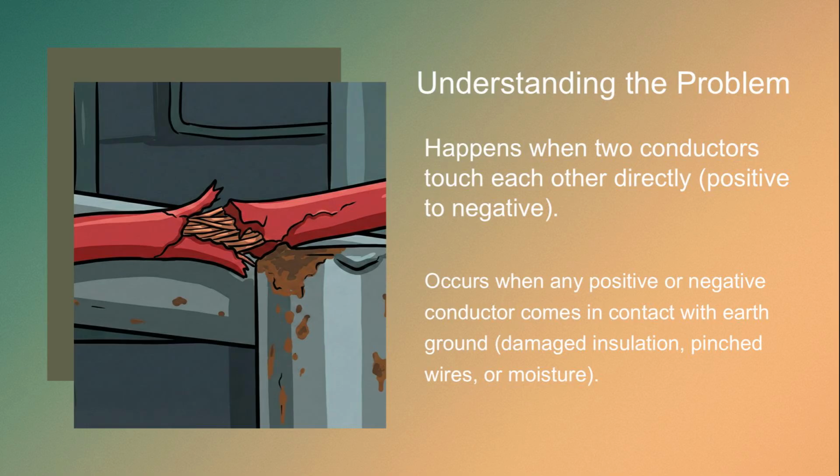First, let's deeply understand the enemy. A ground fault occurs when any positive or negative conductor comes in contact with earth ground. This could happen from damaged insulation, pinched wires, or moisture intrusion. A short circuit is different. This happens when two conductors touch each other directly, such as a positive wire touching a negative wire. Unlike ground faults, shorts usually trigger immediate troubles or system failures.